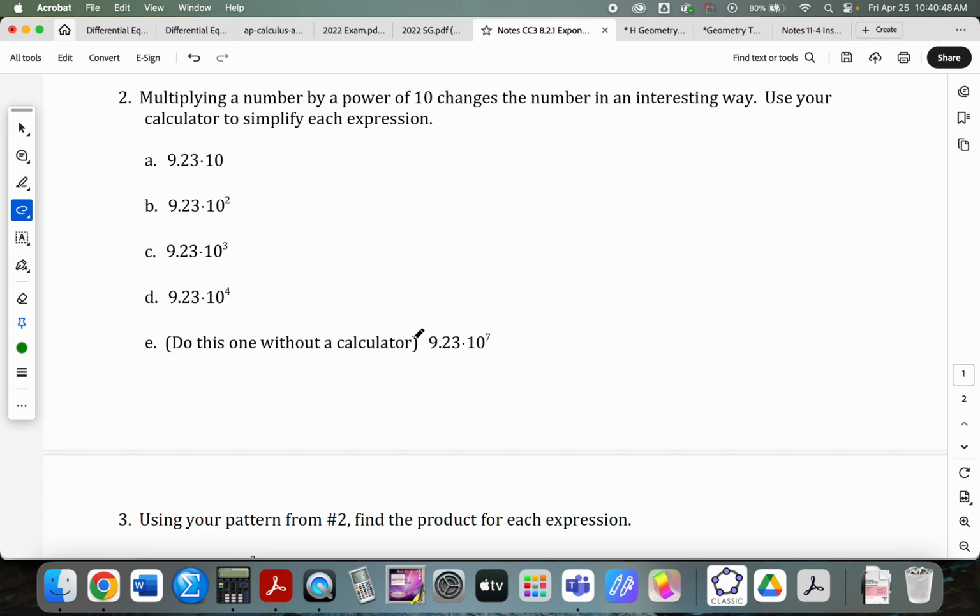So, gentlemen, what did I say to do? Do it. Okay? If you can do it without, that's fine. But if you're turned around talking to people, that's not fine.